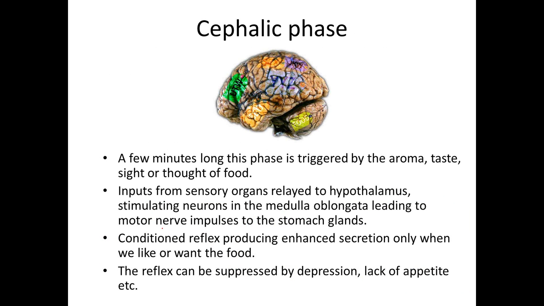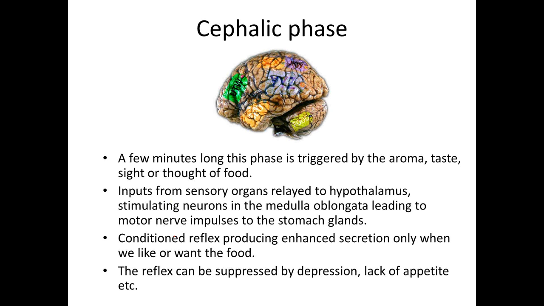This is the initial phase of gastric control. It's a short phase, about a few minutes long, and this is basically triggered by taste, aroma, sight of food, the thought of food. So this is a sort of emotional, physiological trigger. And it's because there are a whole range of inputs from sensory organs, sight and smell, and maybe taste, of the food, which is inputted into the hypothalamus and the brain, basically leading to nerve impulses down towards the stomach.